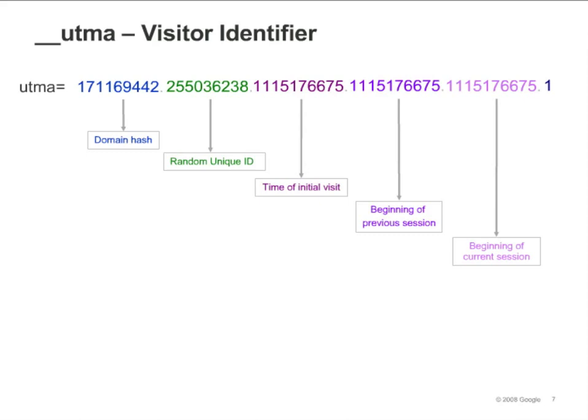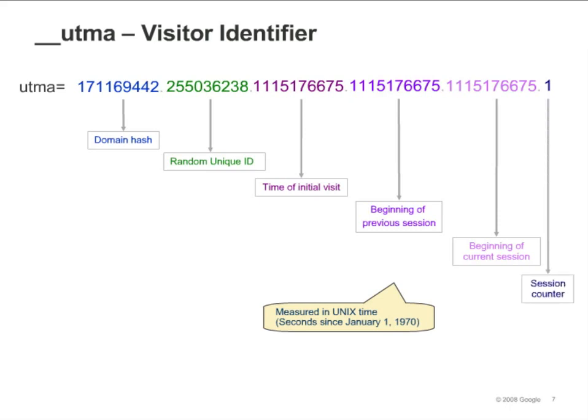They represent the time of the initial visit, the beginning of your previous session, and the beginning of your current session. The timestamps represent the number of seconds since January 1st, 1970. Notice that the last three timestamps are the same. What does this tell you? The last number, the session counter, can give you the answer. The last number tells you the number of times you have visited the site. This number will increment each time you visit the site.